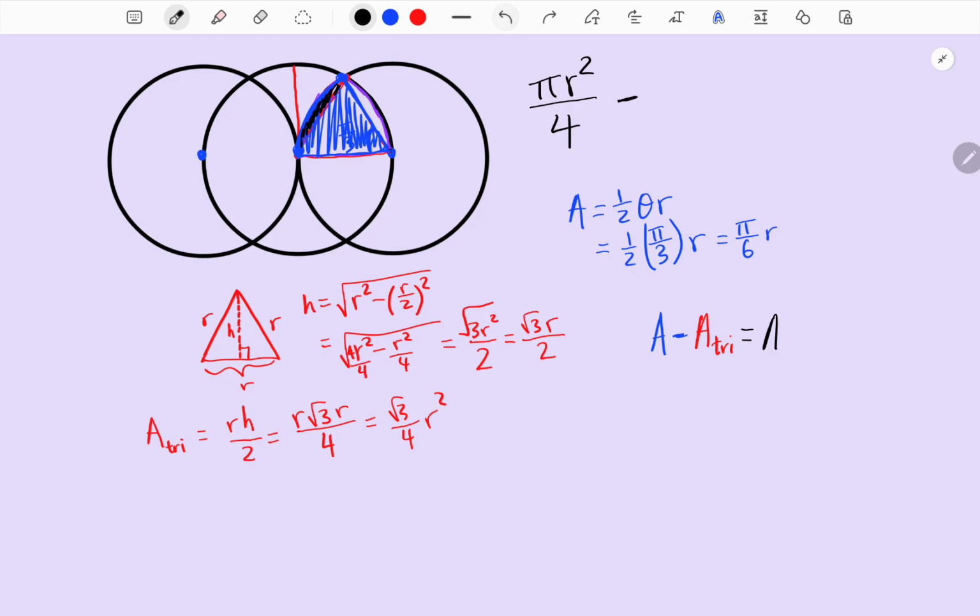Now, if I know the area of 1/4 of a circle, which is pi r squared over 4, what I want to do is subtract the area of the blue part, which is pi over 6 times r. Okay, now that still looks kind of wrong. I still think it's r squared. What did I do wrong in my derivation?